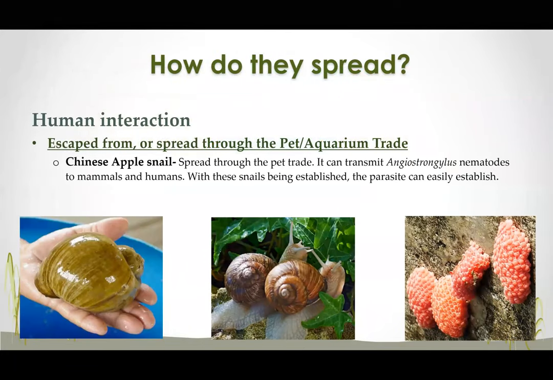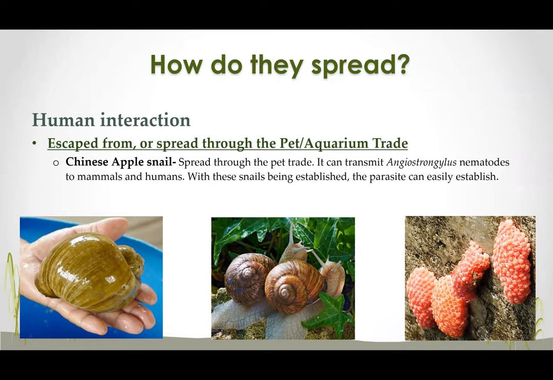As I mentioned, what came out of the aquarium trade, right? An aquarium flooded. But how do invasive species spread? The main facet is human interaction. We participate in this in almost every way possible. There are several aquatic species we're going to talk about today that escaped from or through the pet aquarium trade.